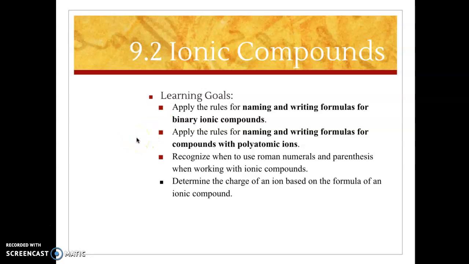The next one is apply the rules for naming and writing formulas for compounds with polyatomic ions. This is going to be covered in the next section of notes, the second part of 9.2, so we're not going to cover that today. Then, recognize when to use Roman numerals and parentheses when working with ionic compounds. Today we're not going to use parentheses, but we're going to look at using Roman numerals, which you learned about in section 1. And then, determine the charge of an ion based on the formula of an ionic compound.